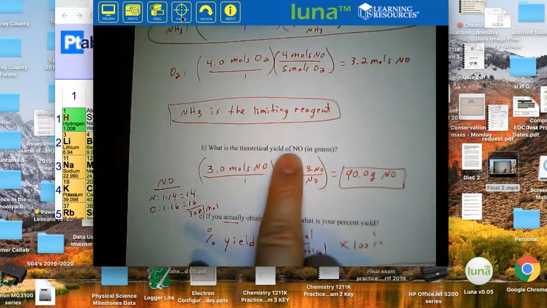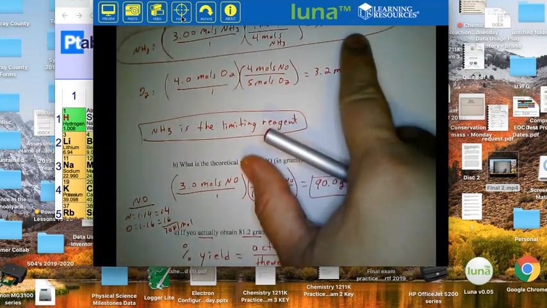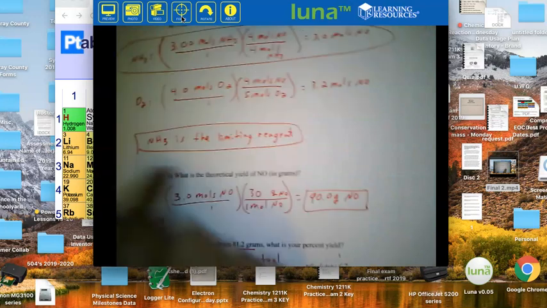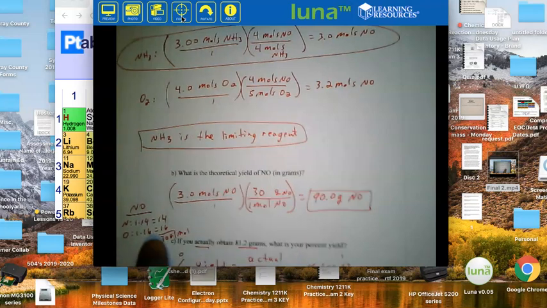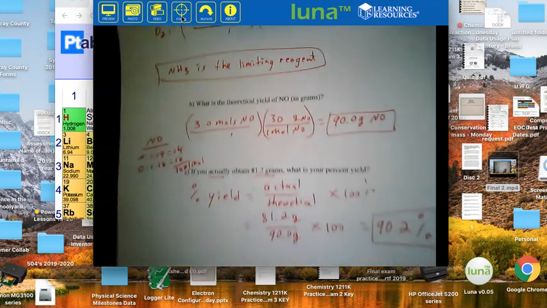What is the theoretical yield of nitrogen monoxide in grams? So I know I can produce 3 moles of nitrogen monoxide given the amount of ammonia I have. So 3 moles of nitrogen monoxide, I'm converting moles to grams. Using molar mass of nitrogen monoxide, I have to calculate that out. So I did that as 30 grams per mole. All right, so I convert that to grams of nitrogen monoxide, and that's how many grams I can make. It's 90 grams of nitrogen monoxide.